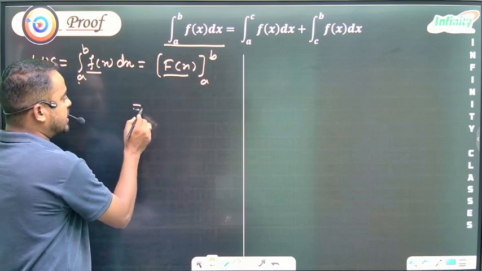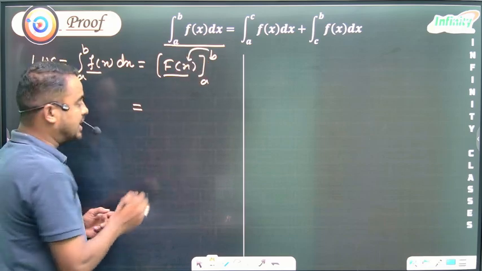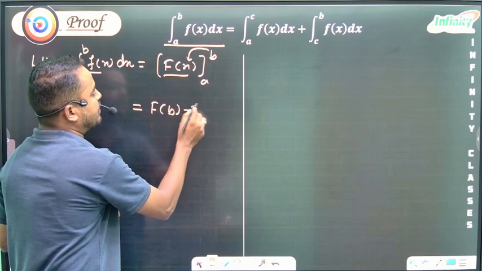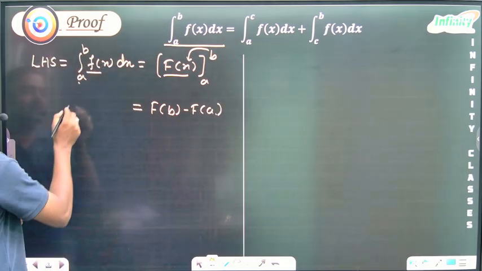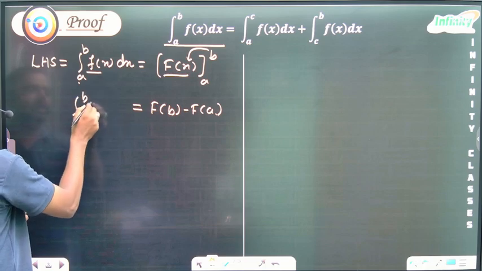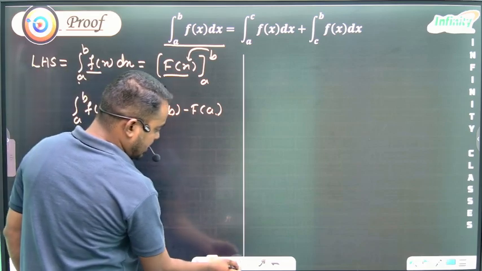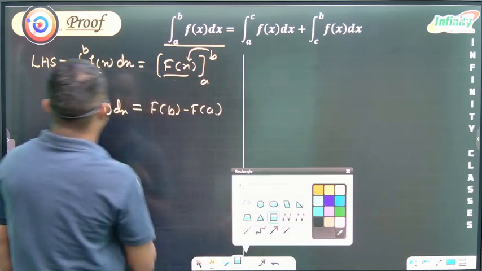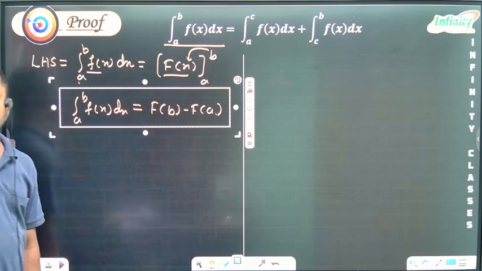By the fundamental theorem of integral calculus, first we substitute the upper limit in the place of x, that is F of b, minus F of a. F of b minus F of a, that is integration of a to b f of x dx. So this is our left hand side part, that is LHS.